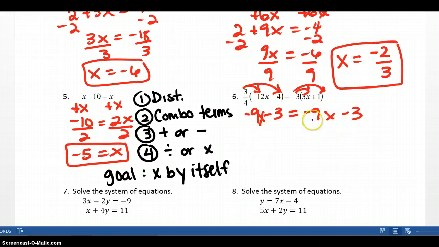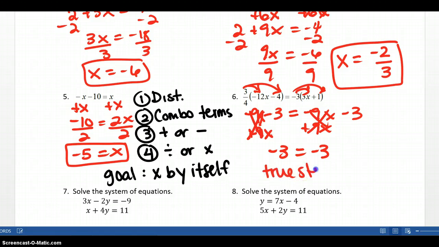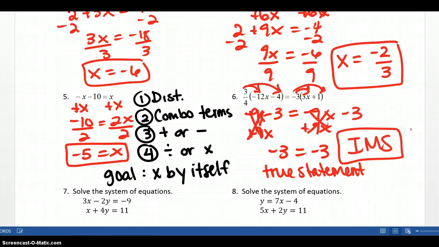So then we add our x's because I want my x's to be positive, so plus 9x on both sides. They cancel over here and they also cancel over here. So now we're left with negative 3 equals negative 3. We ask ourselves, does negative 3 equal negative 3? Yes, this is a true statement. So our answer is infinitely many solutions. If we were to get a false statement, our answer would be no solution.